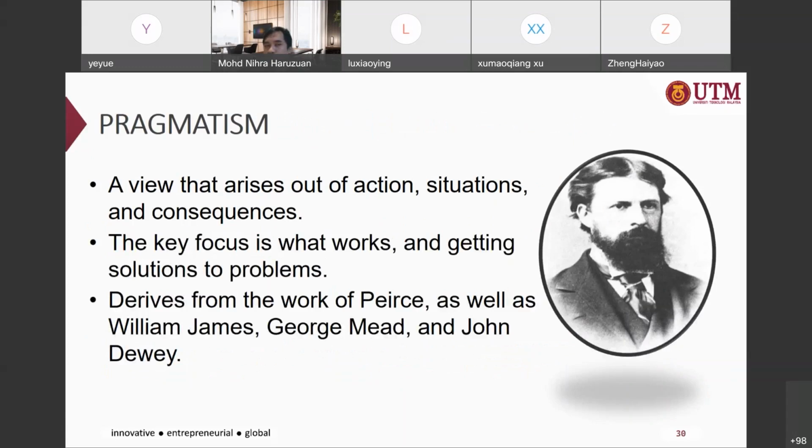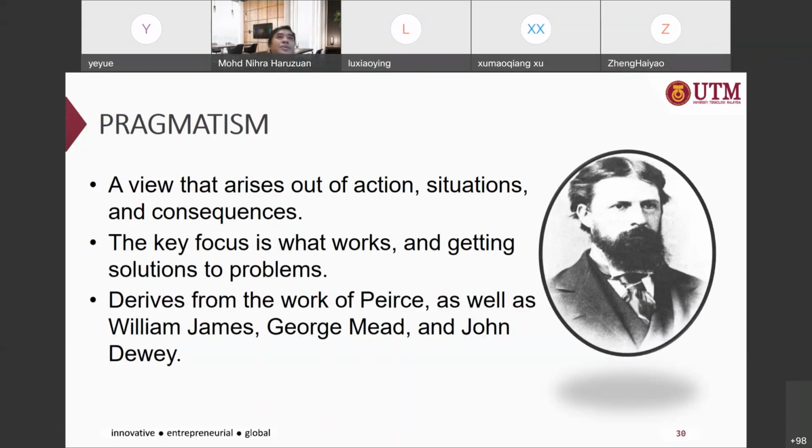What is pragmatism? A view that arises out of actions, situations, and consequences. The key focus is on what works and getting solutions to problems. It derived from the work of Peirce as well as William James, George Mead, and John Dewey.